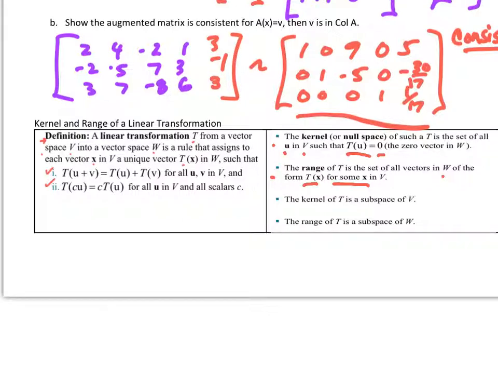So it's just whatever we're mapping to. It is kind of like the range of a regular function. Then the kernel of T is a subspace of V, which makes sense because everything could map to the 0 vector, but these are all just certain x's that are in one space that map over to another space, which would give us a subspace. I don't think I did very good at explaining that, but oh well. And then the range of T is a subspace of W.